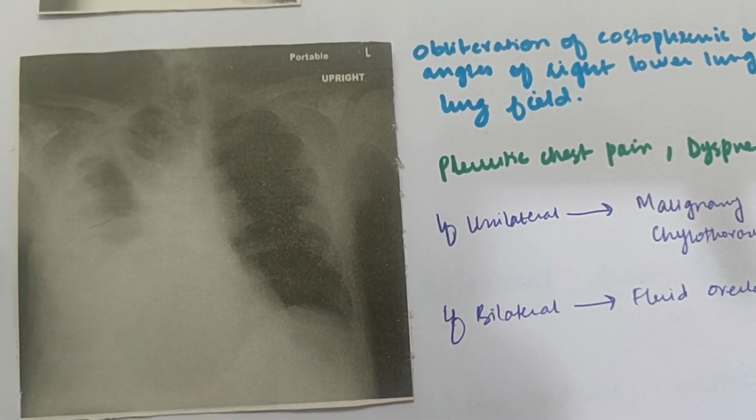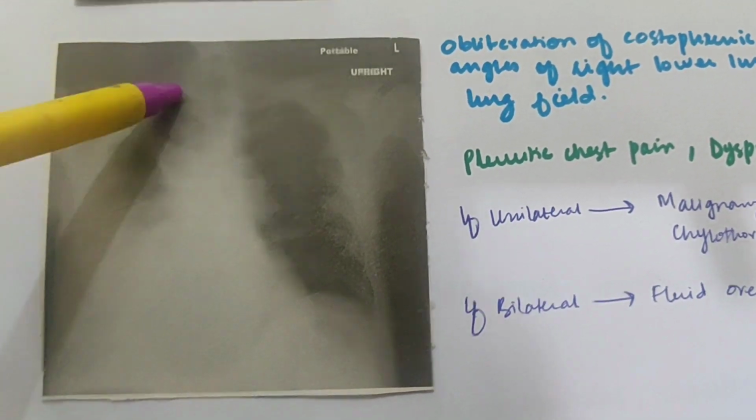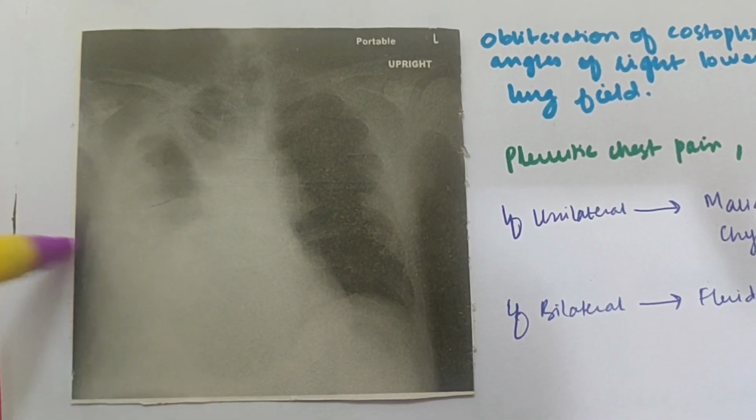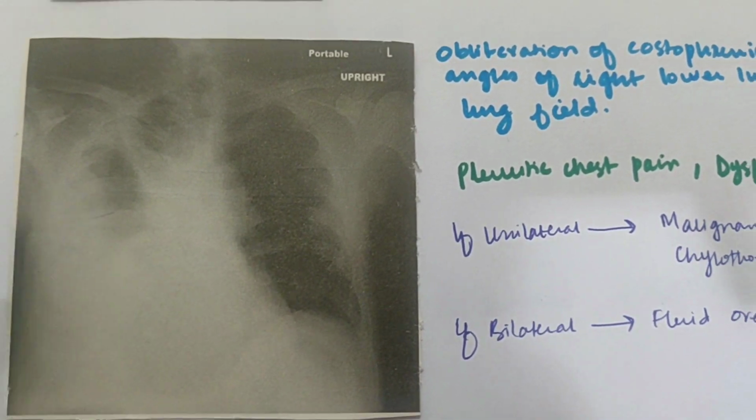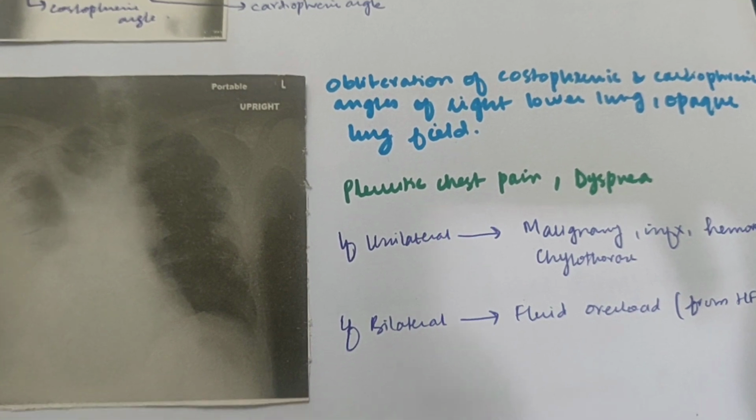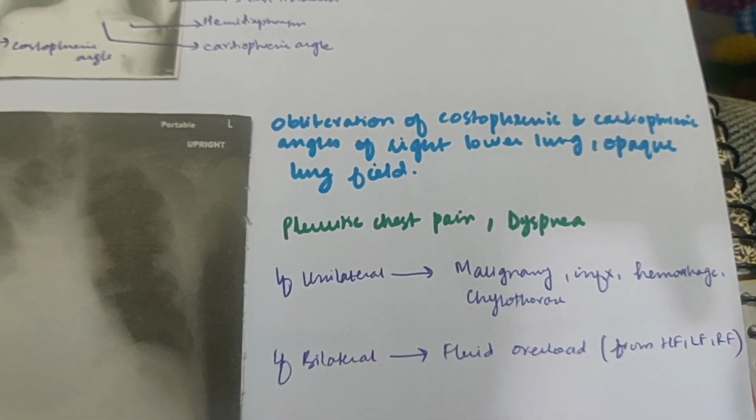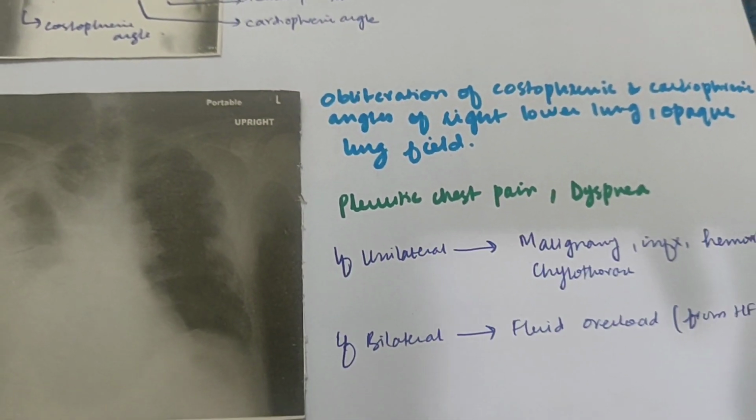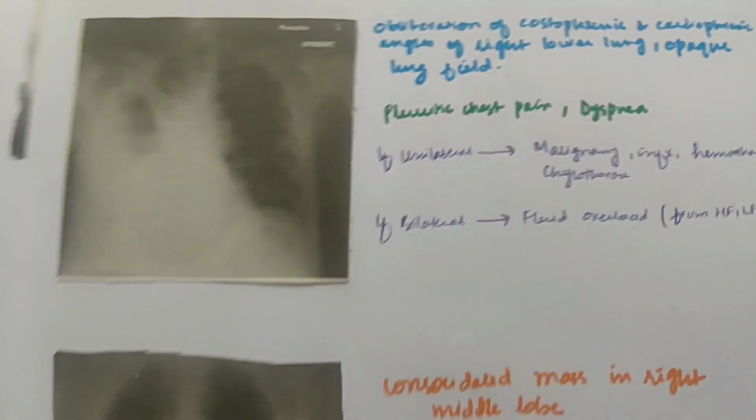So think of a glass and water in it, right? This is the glass and this is the water. These are two glasses, and water is in the right one and it is at the bottom. You can see water right here till here. So this is effusion, this is fluid in lungs. And how I classify it is, if it's unilateral, it can be malignancy, it can be hemorrhage, it can be chylothorax. If it's bilateral, it can be fluid overload from heart failure, liver failure, or renal failure.